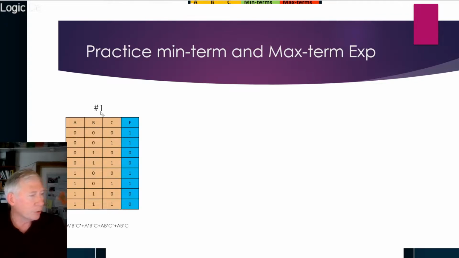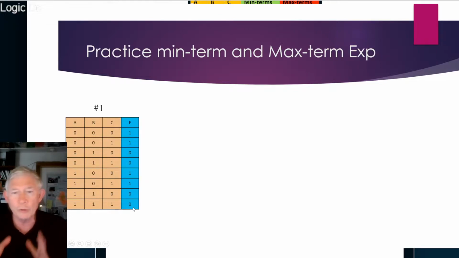So let me back this up. Here we go. So here's our first truth table. So we have f is, for row 0, a 1. For row 1, it's a 1. For row 2, it's a 0. For row 3, it's a 0. For row 4, it's a 1. For row 5, it's a 1. 6 and 7 are both zeros.